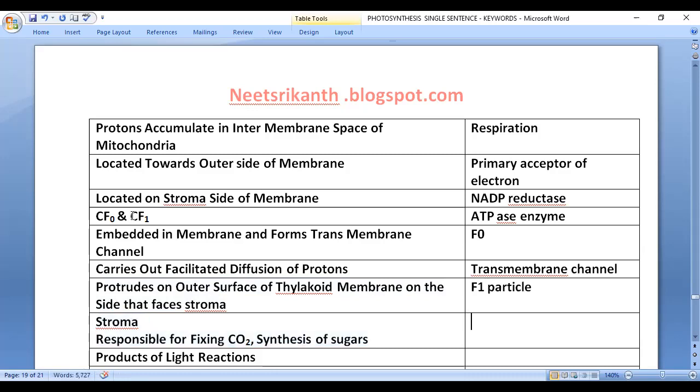Stroma is responsible for fixing of carbon dioxide and synthesis of sugar. Dark reaction. Products of light reactions: ATP, NADPH and oxygen.